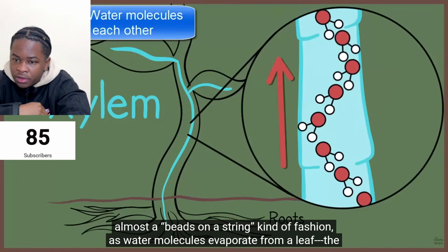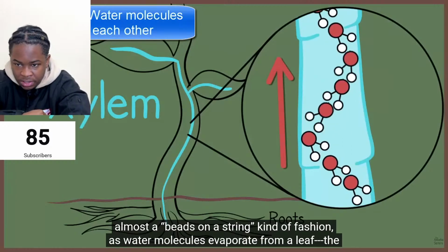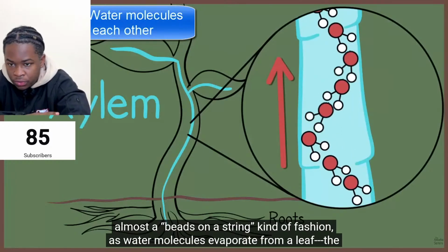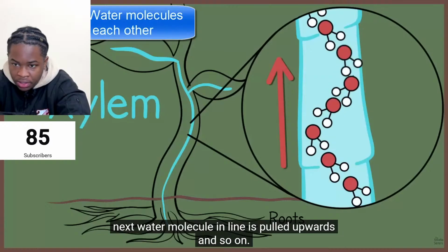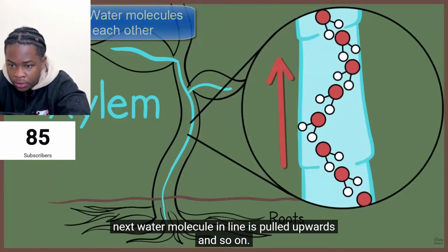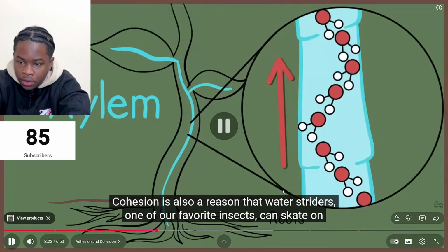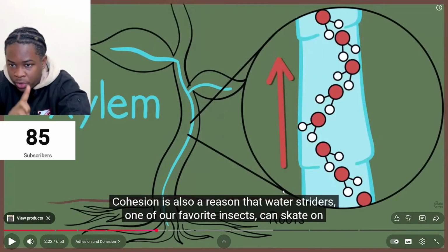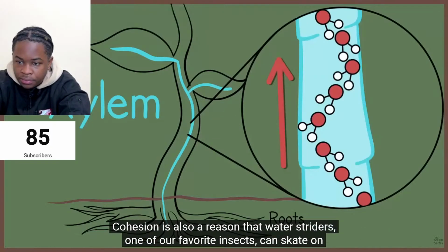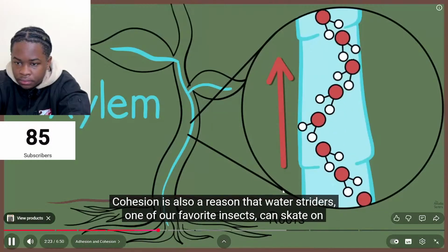It's almost like beads on a string. In addition, water molecules evaporate from the walls of the leaf, and then the next water molecule in line is pulled upwards, and so on. Cohesion between water molecules helps the plant pull the water up to the leaves. Cohesion is really a big deal.